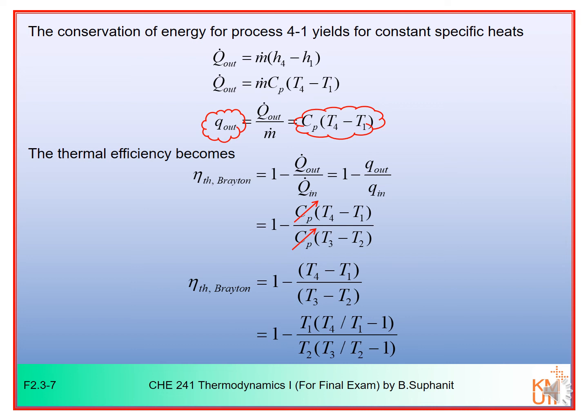We can then make some adjustments with the term in the brackets by pulling T1 out of the top bracket and pulling T2 out of the bottom bracket. The Brayton efficiency will be written as shown here. You can now see two temperature ratios inside both brackets, which are T4 over T1 and T3 over T2. We are going to find out how both of them are related to each other.